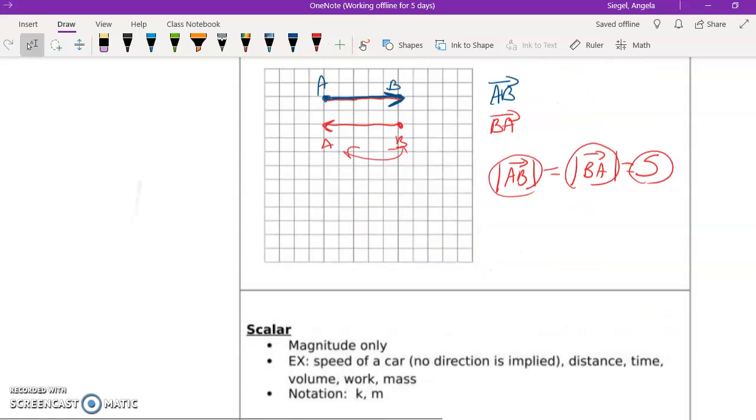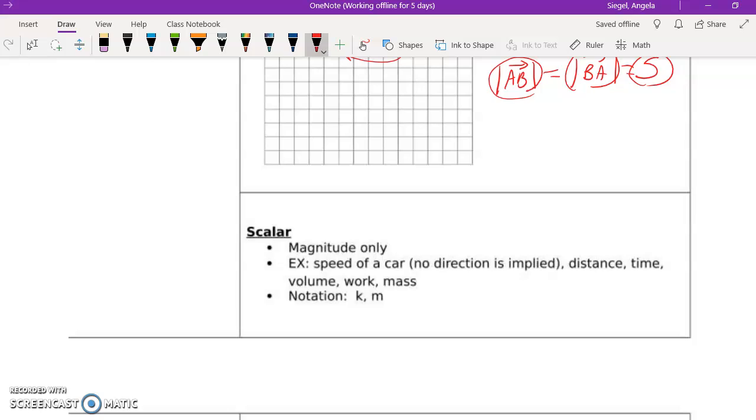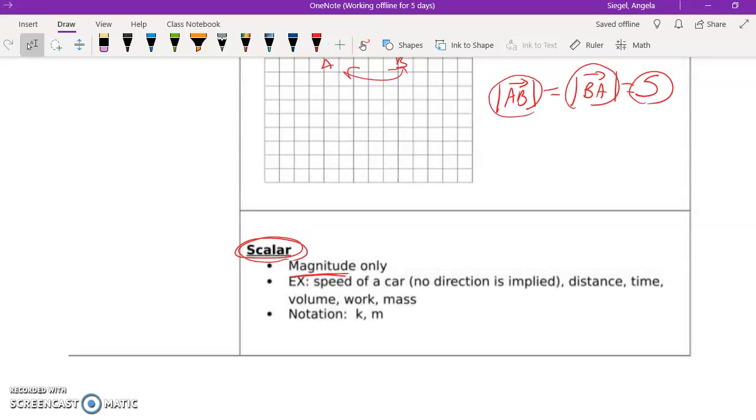Okay, so let's go down to scalar. If you had matrices, we've talked about scalars when dealing with matrices, but this is pretty much the same concept if you're familiar with that. So we only deal with the magnitude only here. This deals with things like the speed of a car, distance, time. This is where your physics comes in. The notation is just a lowercase letter. So let's put this to work.